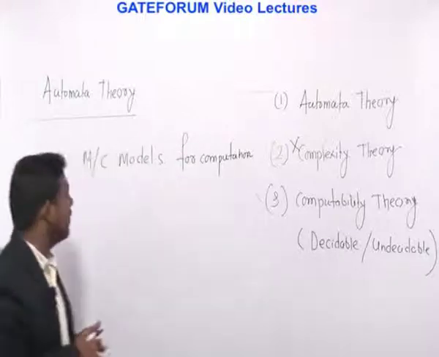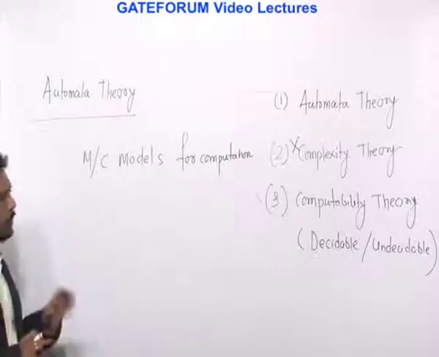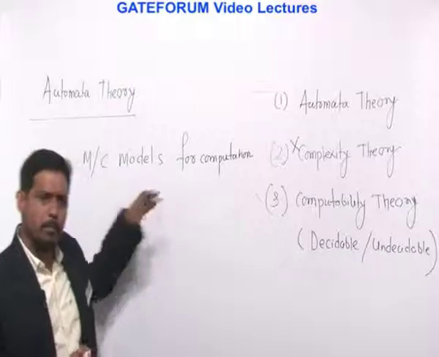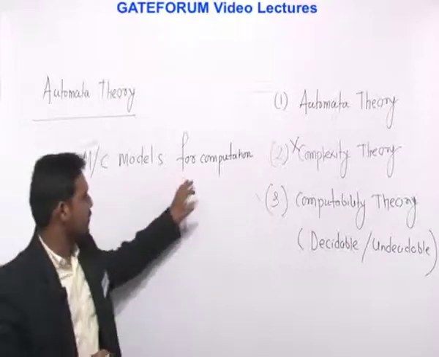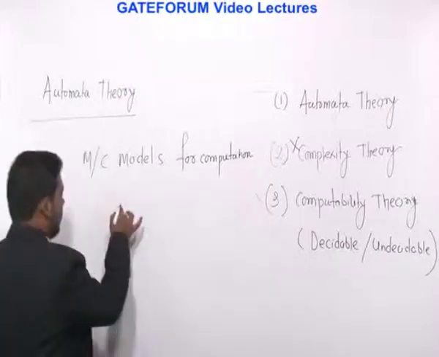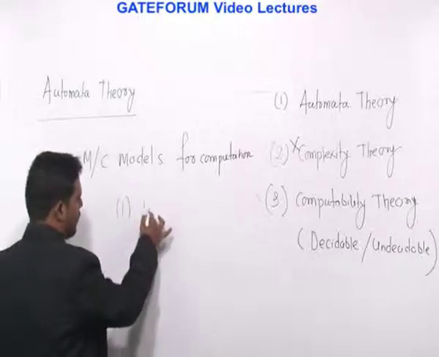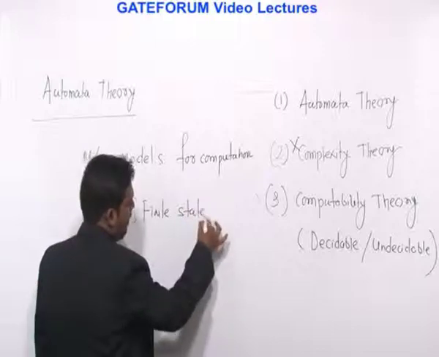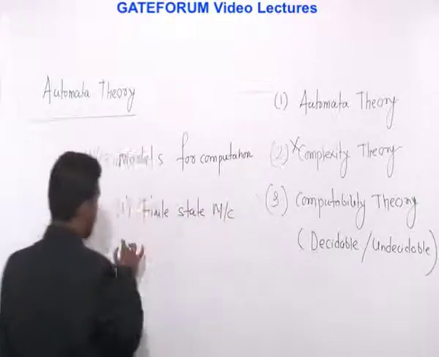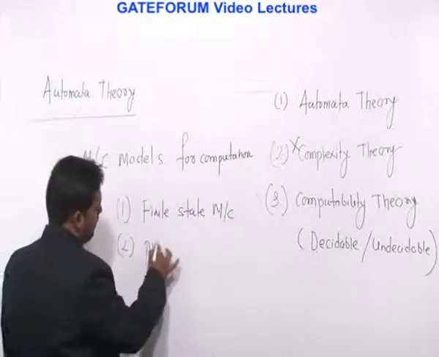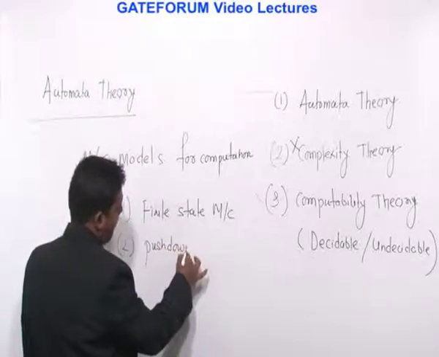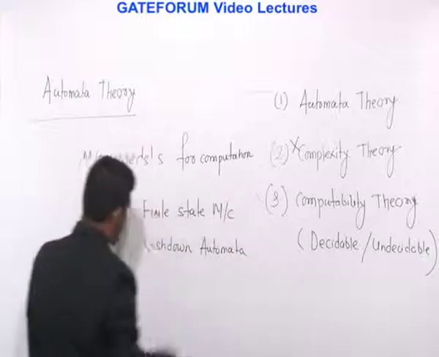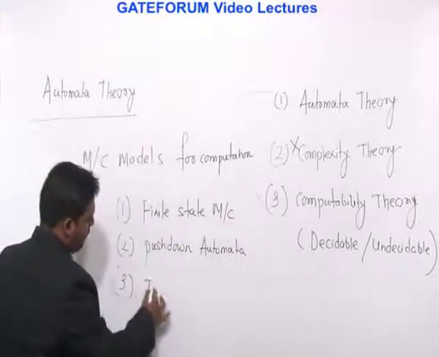As I told you, what we are learning is theory of computation. So how this computation is being done is through a machine model, a theoretical model, a mathematical model. We have three very standard machine models for computation: finite state machine, push down automata, and the third one is Turing machine.